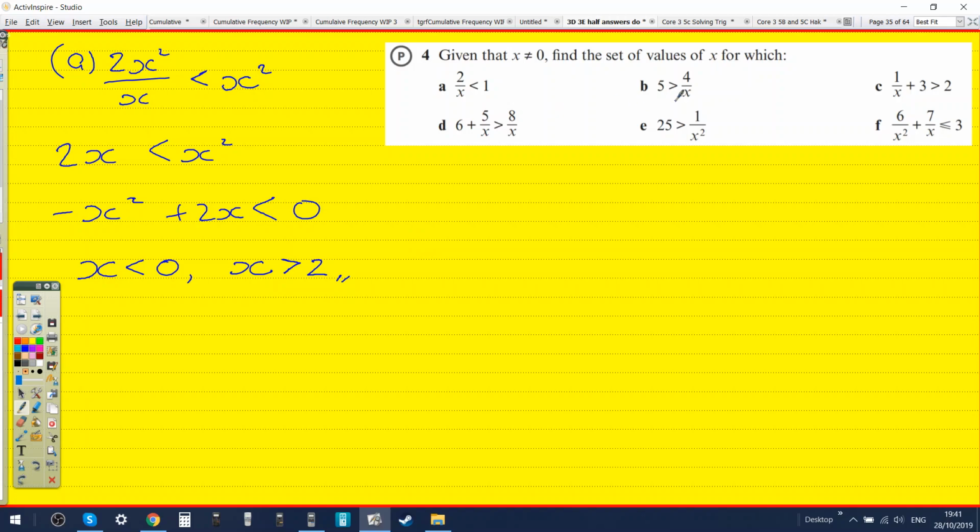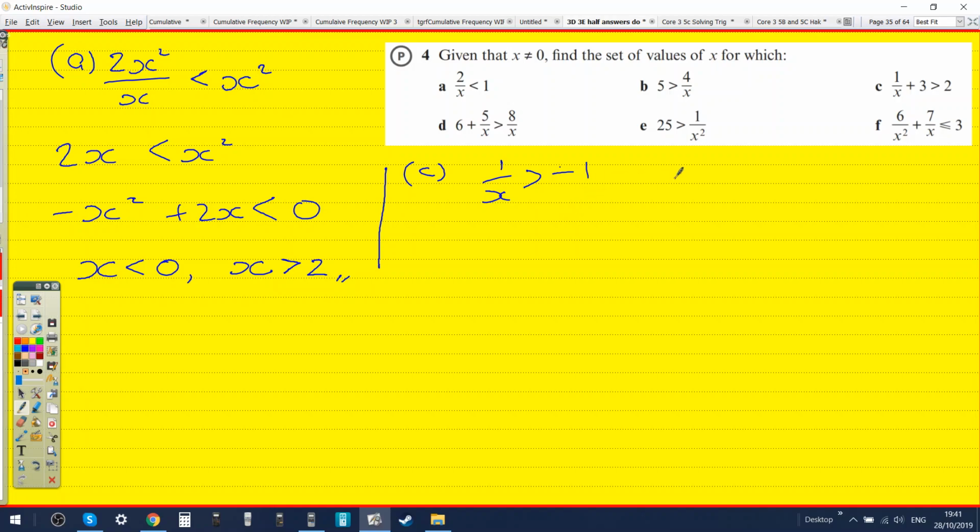Let's try question C. Okay, so will that be like 1 over x is greater than minus 1? Yeah, that's fine. 1 over x is greater than minus 1, and then you just go from there.